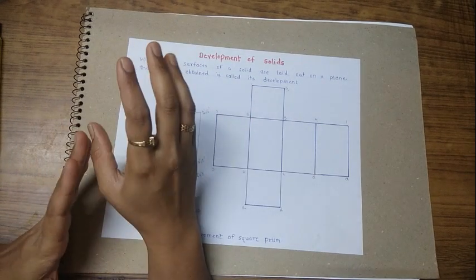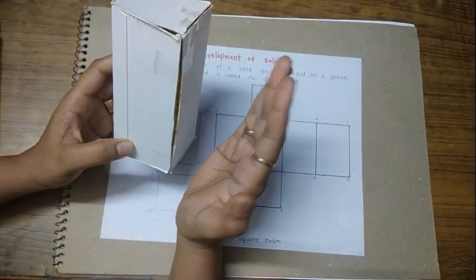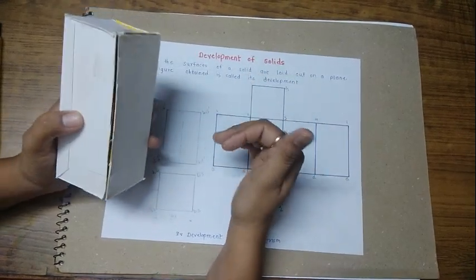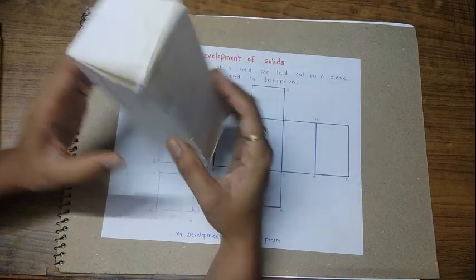Imagine that suppose you have a solid and it is enclosed in a wrapper of thin material such as paper. If this covering is opened out and laid on a flat plane, the flattened out paper is the development of the solid. To understand this, we'll take an example of a prism.